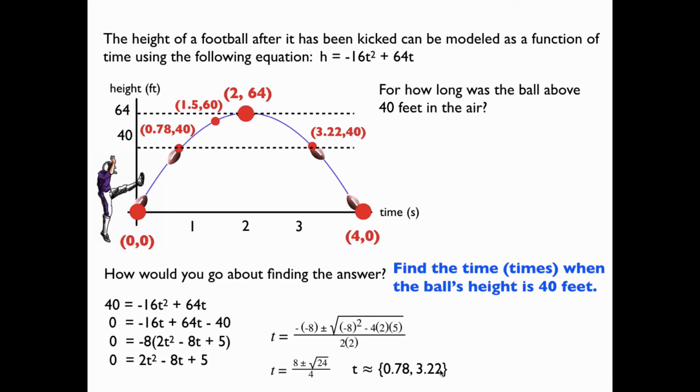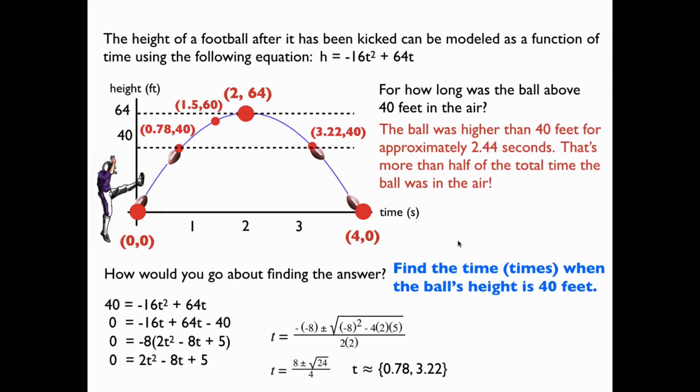All right, the answer to the question is the time between these 2 points. And the time between those 2 points was approximately 2.44 seconds. So the ball was higher than 40 feet for approximately 2.44 seconds. And that's more than half of the total time the ball was in the air.